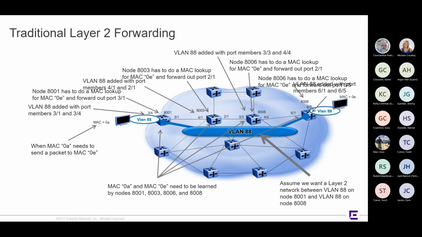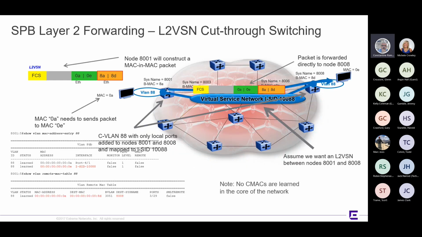Right. So let's move on to layer 2 forwarding in an SPB environment. What we have here is what we call cut-through switching. MAC 0A needs to send the packet to MAC 0E again, and we're going to extend this over a layer 2 service through the network, just like we did in the previous slide, so that we're going to provide the same service. We're going to do it a little bit differently, though.